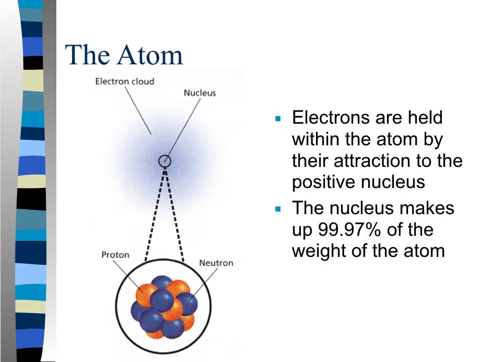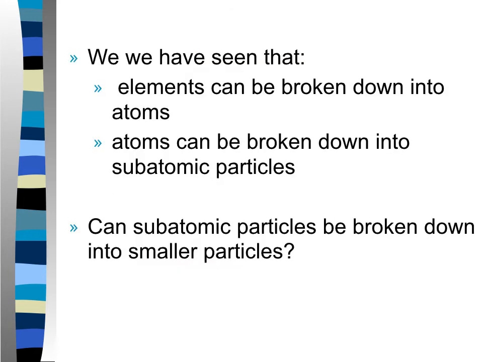Electrons are held within the atom by their attraction to the positive nucleus, and the nucleus makes up 99.97% of the weight of the atom. So the electrons stay where they are because they are positively attracted to the nucleus.